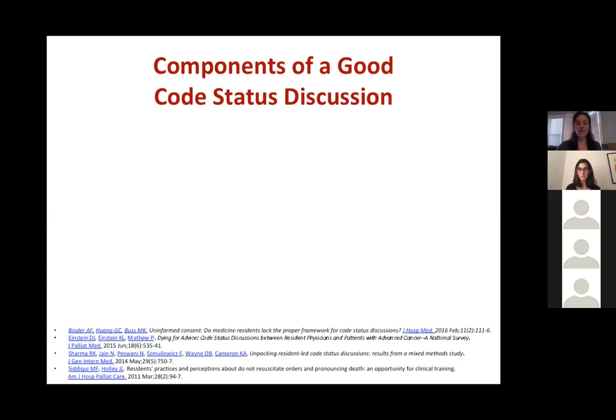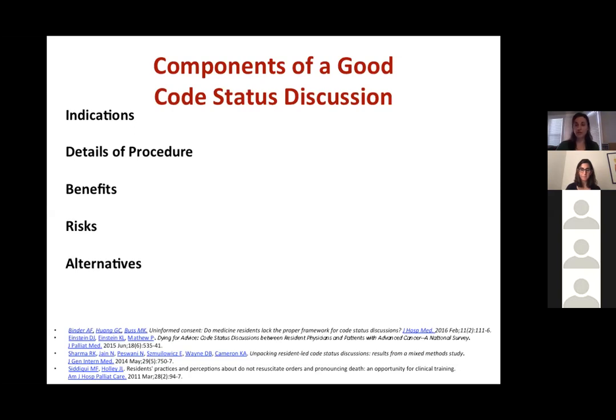And there's a fair amount of literature to suggest that a good code status discussion has all the elements of a good informed consent discussion, as it is for other medical procedures, like having a blood transfusion or a paracentesis or something like that. And those components include a discussion of the indications for the procedure, details of the procedure, anticipated benefits for your particular patient, the risks to that particular patient, alternatives, and then often end with a recommendation.